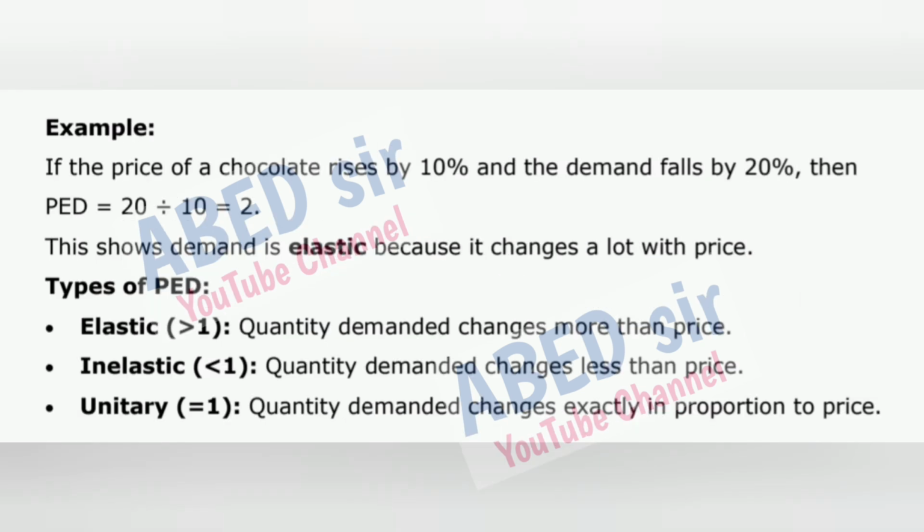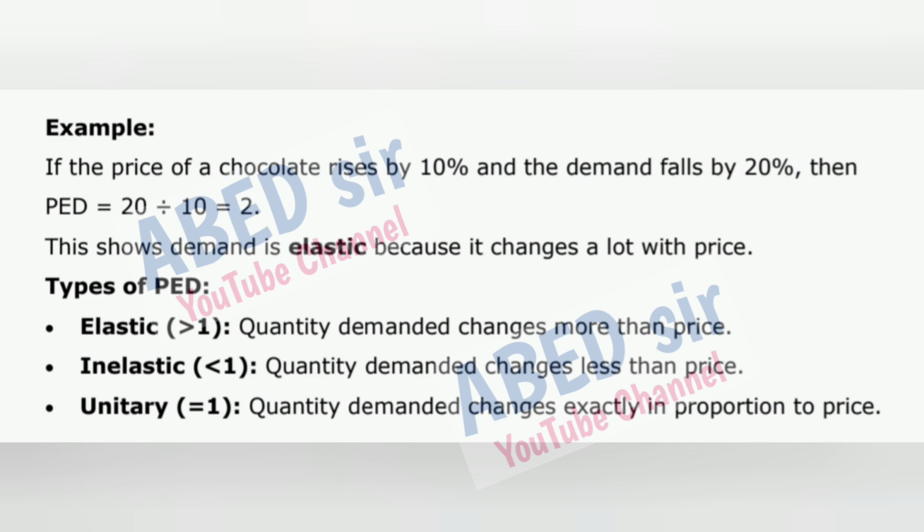Example: if the price of a chocolate rises by 10% and the demand falls by 20%, then PED is equal to 20 divided by 10 equals 2. This shows demand is elastic because it changes a lot with price.